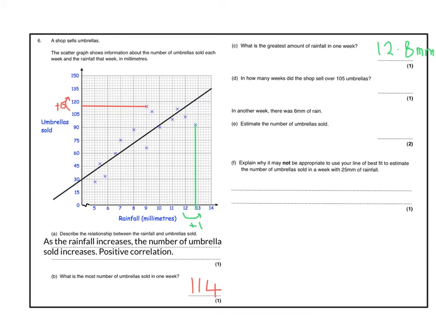How many weeks did the shop sell over 105 umbrellas? So let's get another ruler. Let's go to 105 and let's draw a line across. So how many weeks did the shop sell over 105? Anything over that line, how many crosses above that line? That's 1, 2, 3 weeks. 3 weeks above that line.